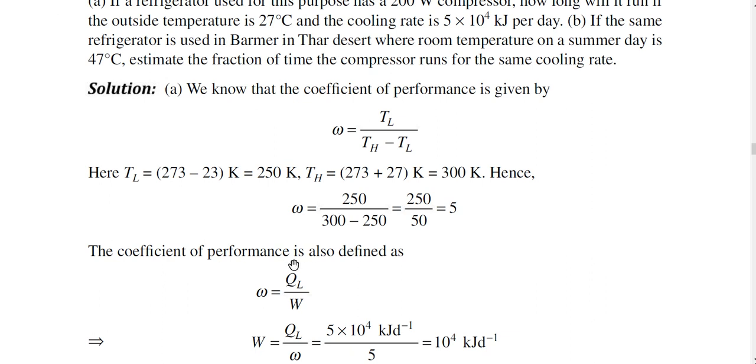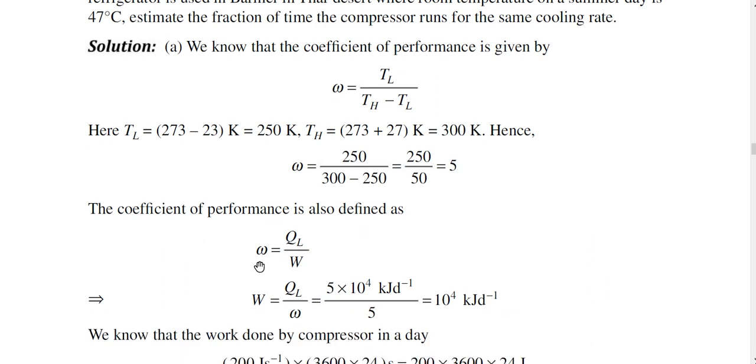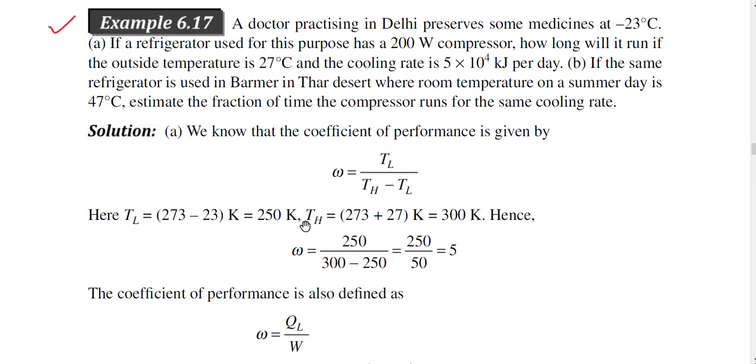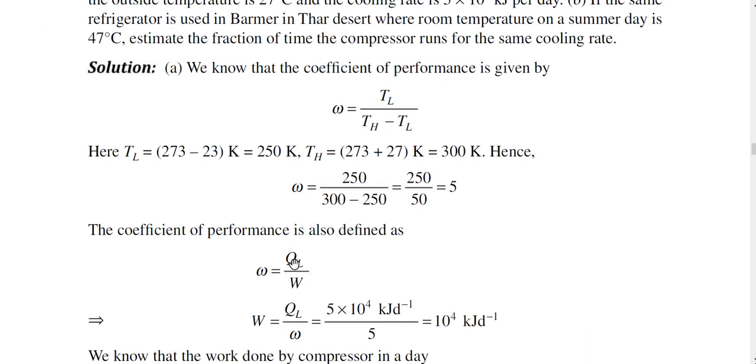Now the coefficient of performance is also defined as omega equals QL by W. It has been mentioned in the text that this is another formula of the coefficient of performance, where W is the work done and QL is the heat. As per this problem, if omega is equal to QL by W, then W will be QL by omega.